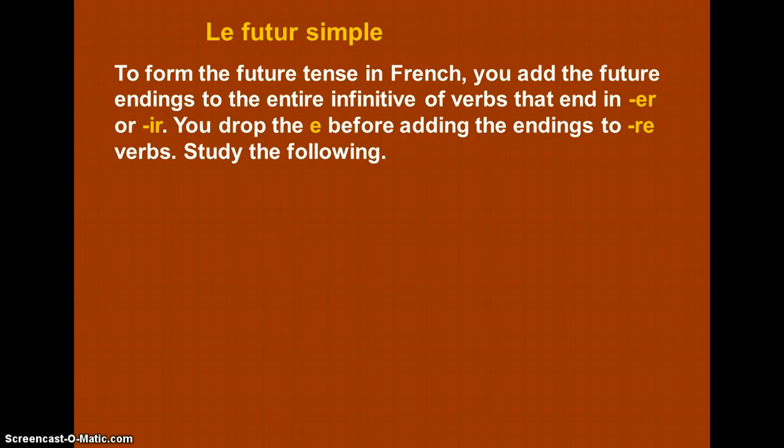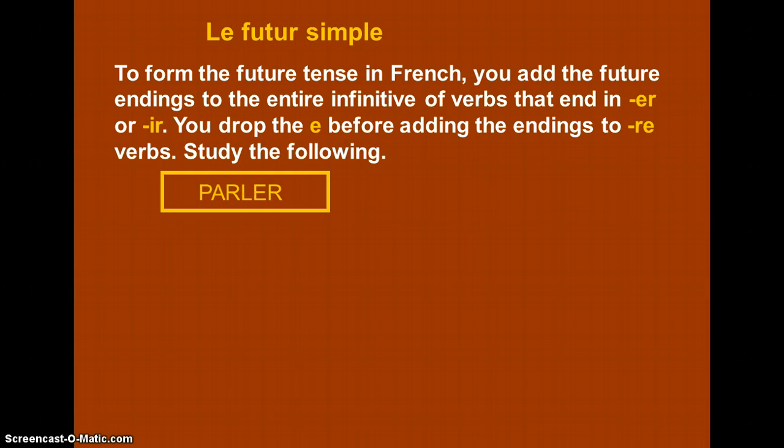To form the future tense in French, you add the future endings to the entire infinitive of verbs that end in er or ir. You drop the final e before adding the endings to re verbs. Let's have a look at the following.